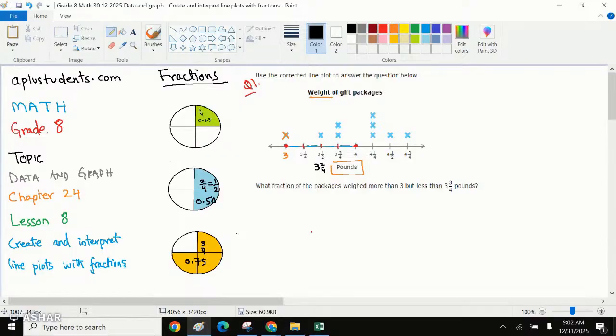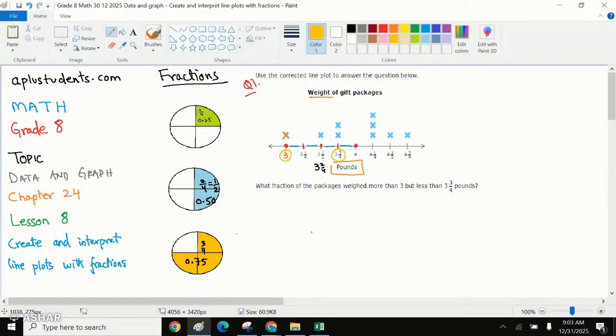The question they're asking us is, what fraction of the packages weighed more than 3 but less than 3 and 3/4 of a pound? Let's find all the columns that show values greater than 3 but less than 3 and 3/4. So this is 3 and this is 3 whole 3 upon 4, right? So let's count the boxes.